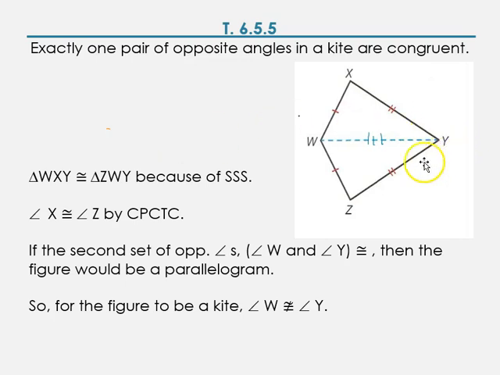YW. So that means that triangle WXY is congruent to triangle XWY because of side, side, side. And that means that angle X is congruent to angle Z by CPCTC.